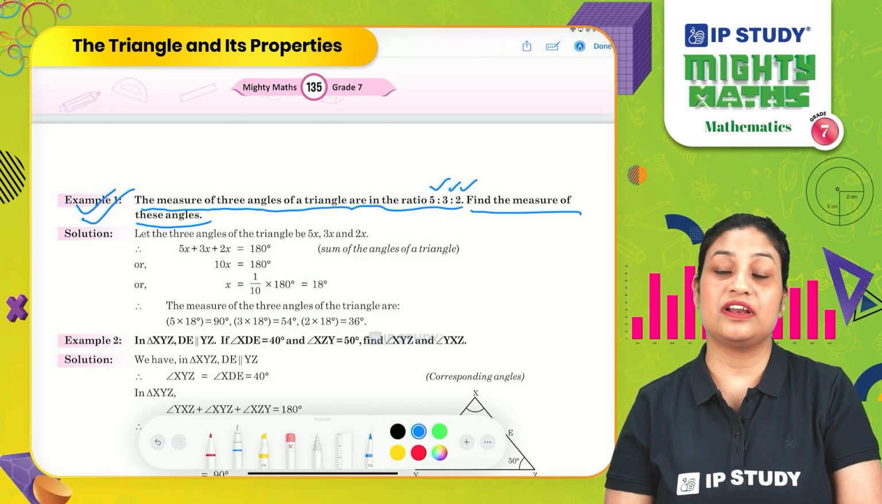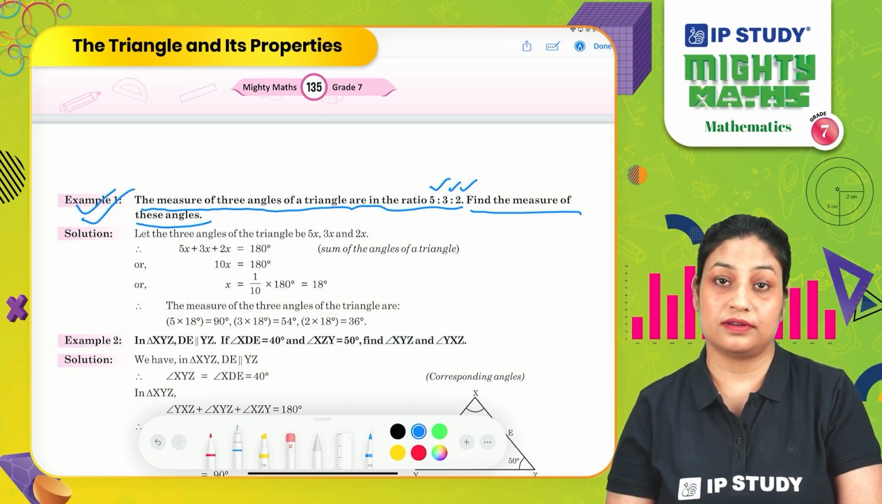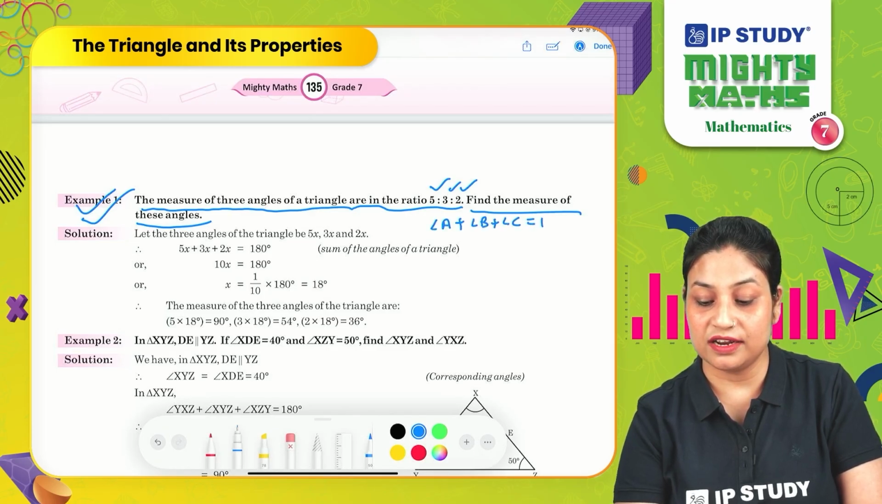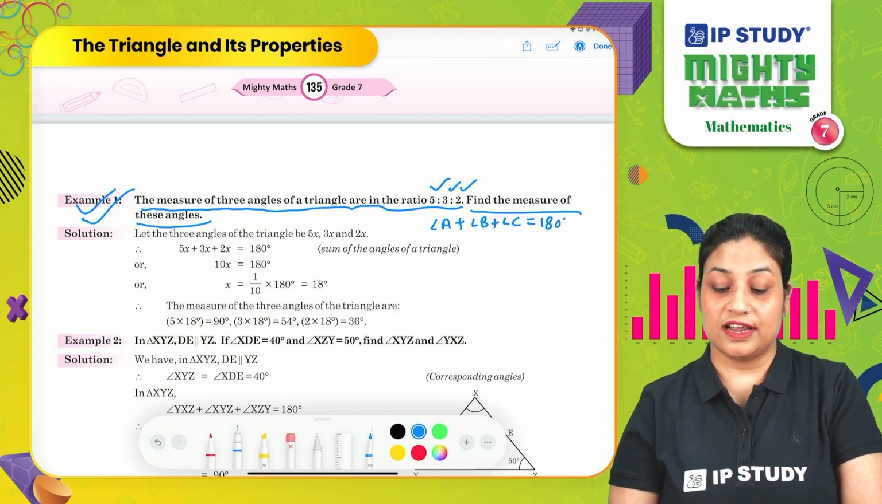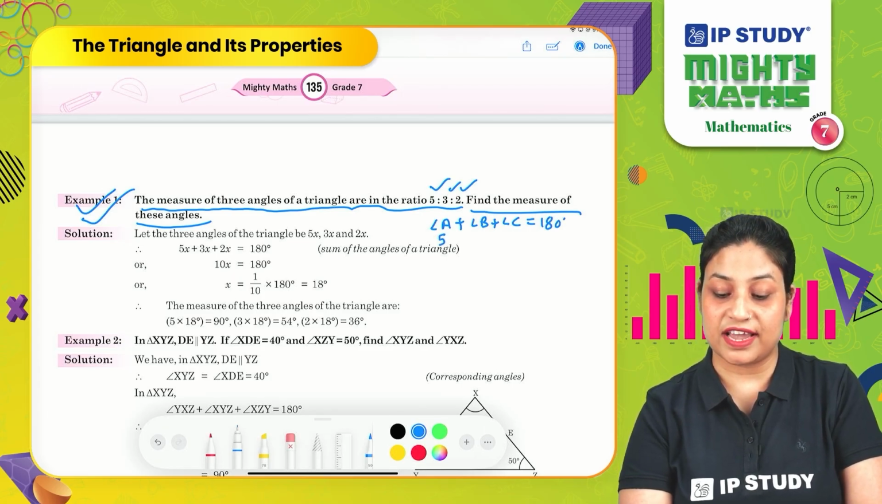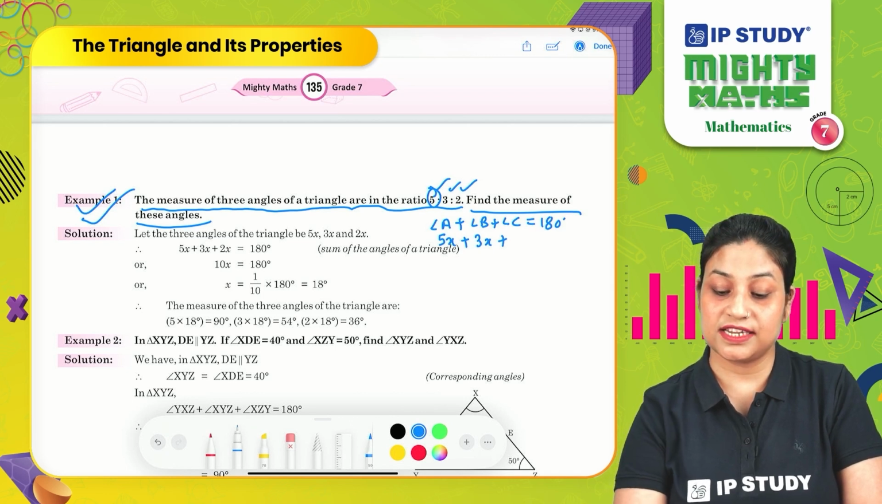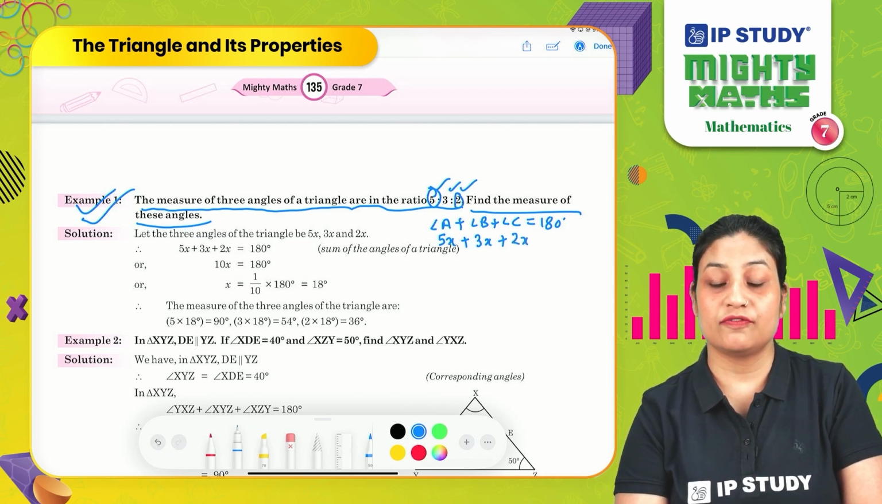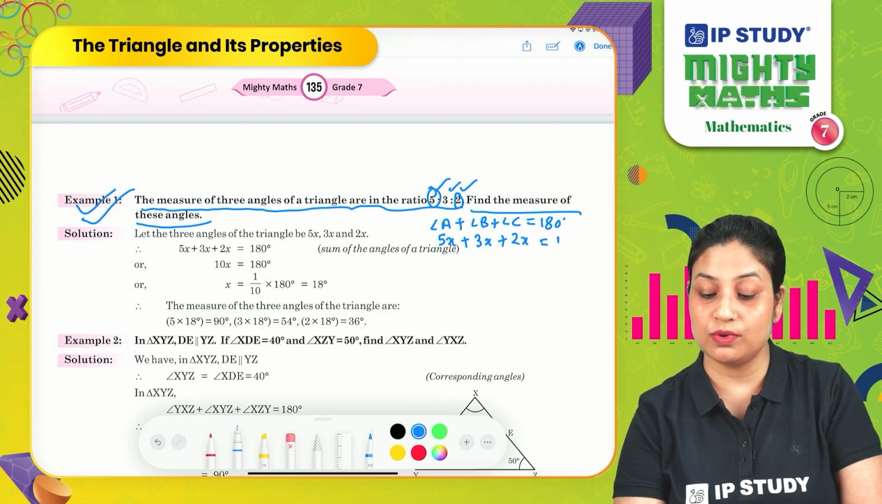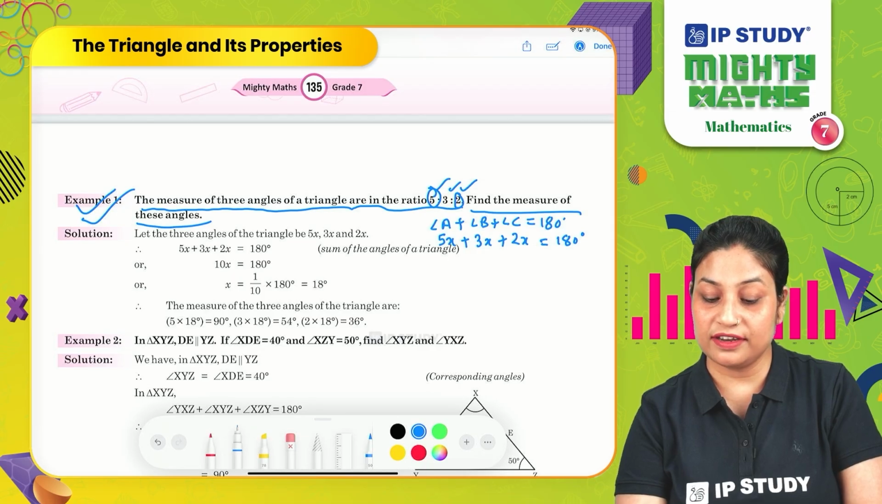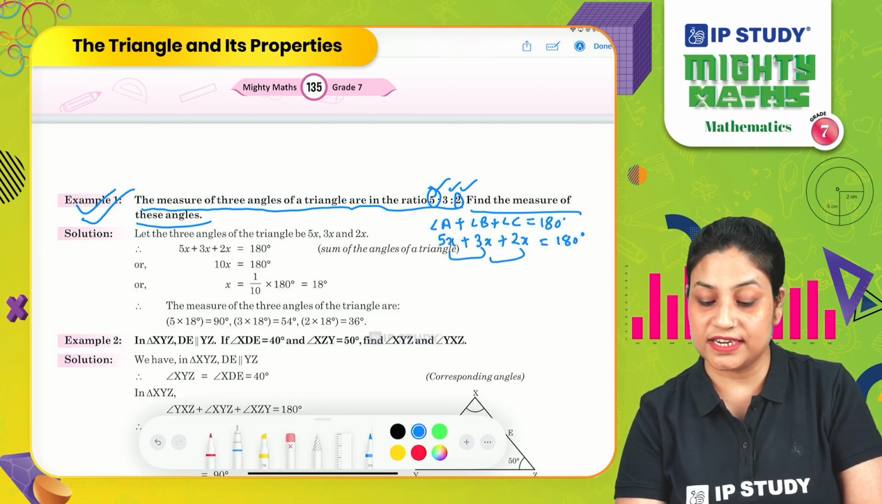So what I will do, I will apply angle sum property of a triangle over here, right? So we know that angle sum property of a triangle is sum of the three angles of a triangle is always equal to 180 degree. Let's say angle A is 5x. Let's say angle B is 3x. And let's say angle C is 2x. If you add all these angles, it should be equal to 180 degree, right? Now let's solve it together. What you will get? You will get 10x over here.